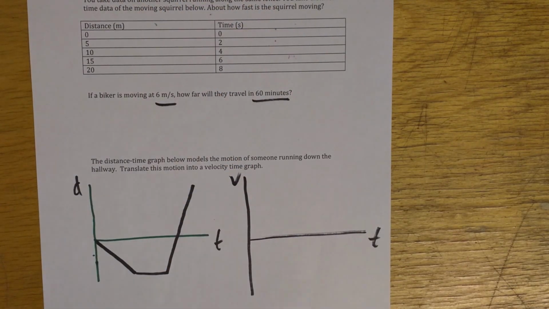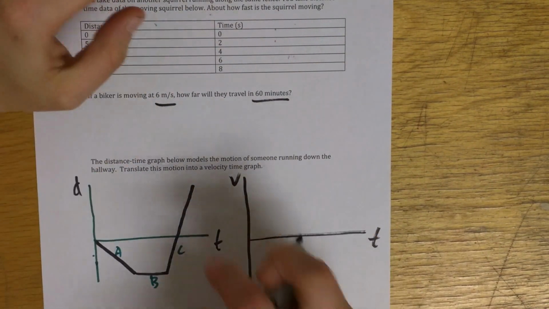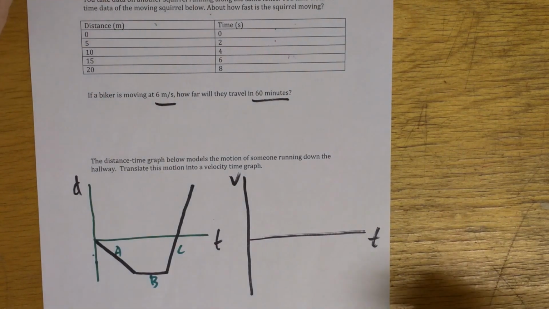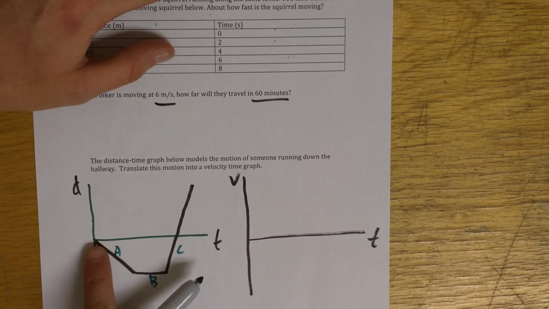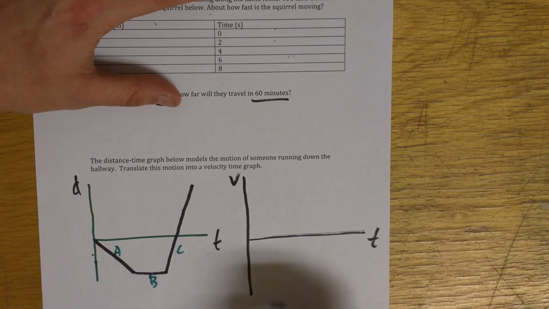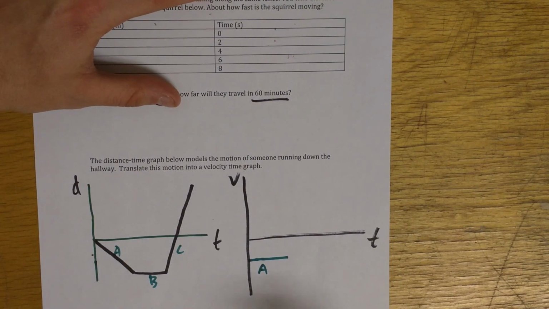We're going to take this segment by segment and think about what's happening. Let's label our segments A, B, and C. C is the entire segment that has this large slope. When time begins, the person starts running in the negative direction. This is a constant velocity, but you're moving in the negative direction. So I'm going to express this with a negative velocity. That's A.